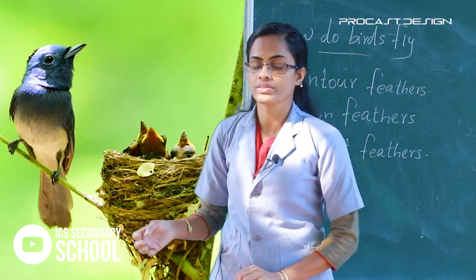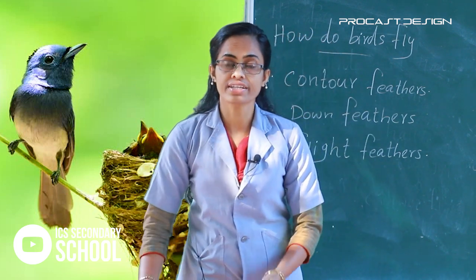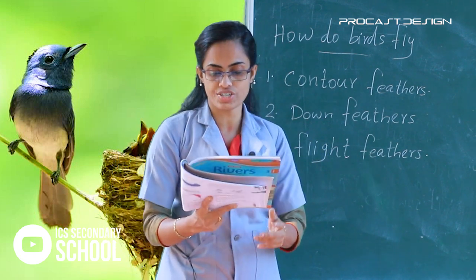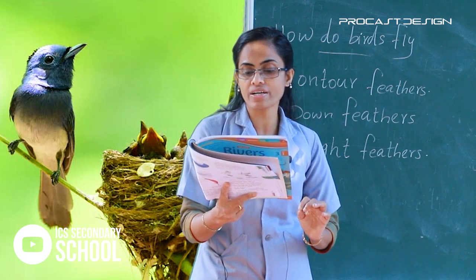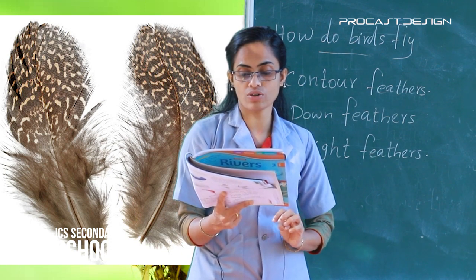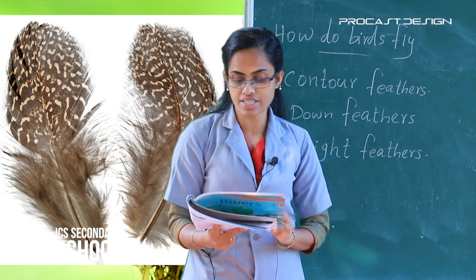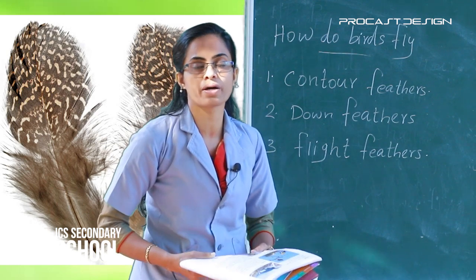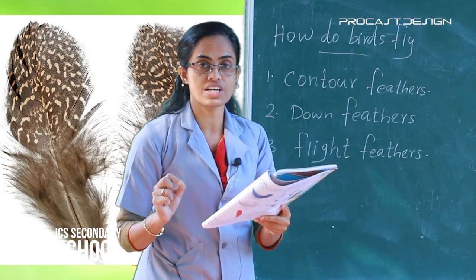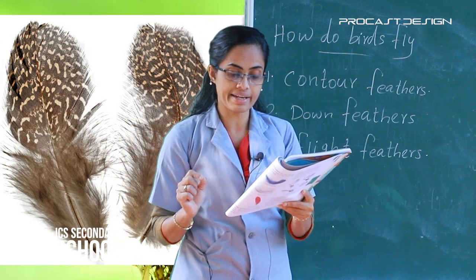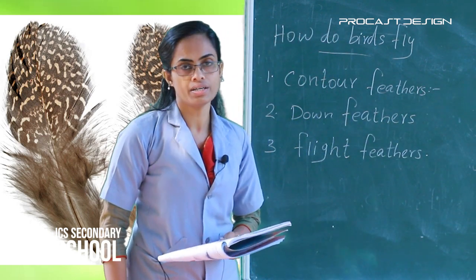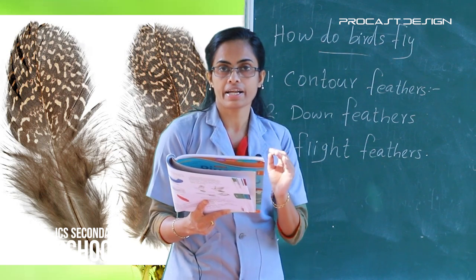Listen here. First I read this paragraph, all of you listen. The small stiff feathers covering the outermost part of a bird's body are called contour feathers. These feathers give shape and color to the bird. I repeat this.